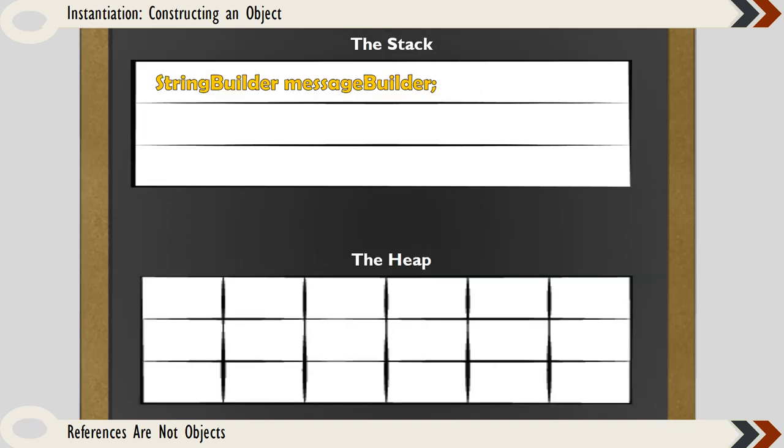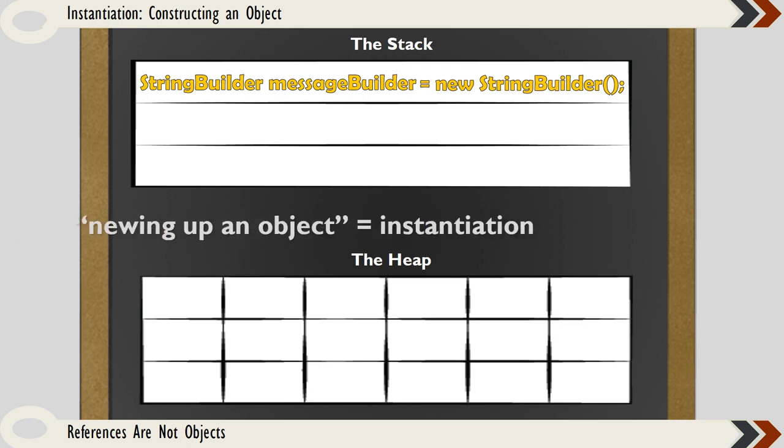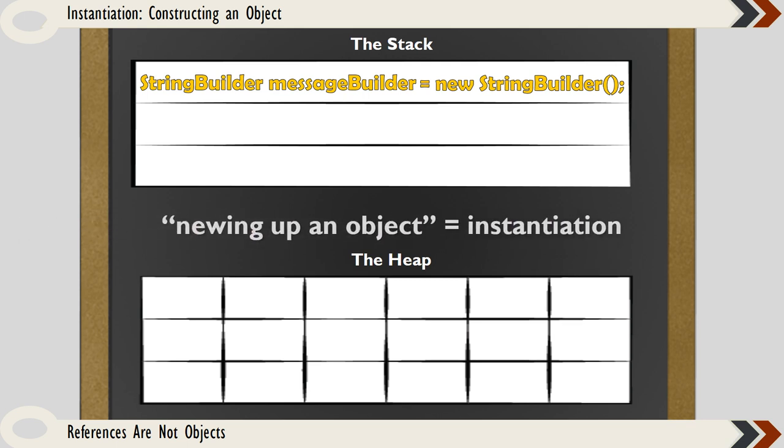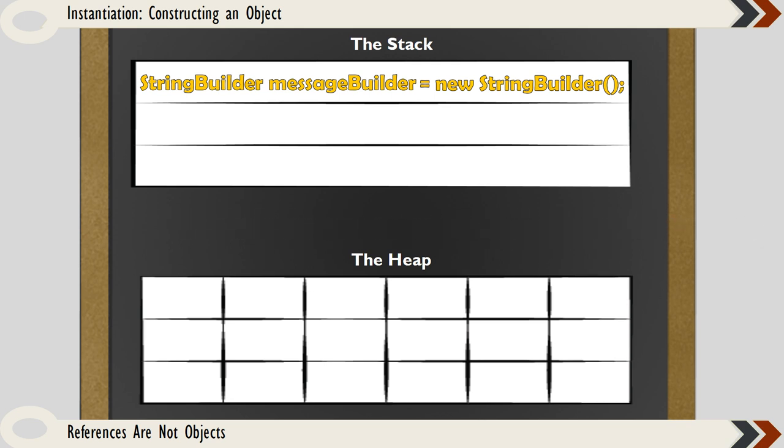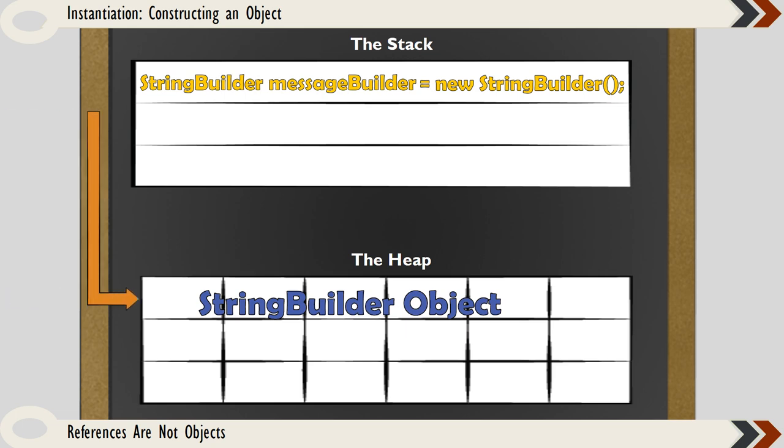Let's finish the statement that will bring our StringBuilder object to life. It is the new keyword that instructs the computer to create the object. In fact, programmers sometimes use the phrase "newing up" an object to mean the same thing as instantiation. When this code is executed, a value will be assigned to the messageBuilder variable. Space to hold the StringBuilder object will be reserved in memory on the heap. We said that the messageBuilder variable is actually a reference held on the stack. Now that we have instantiated the object on the heap, the reference on the stack points to the memory space reserved on the heap.